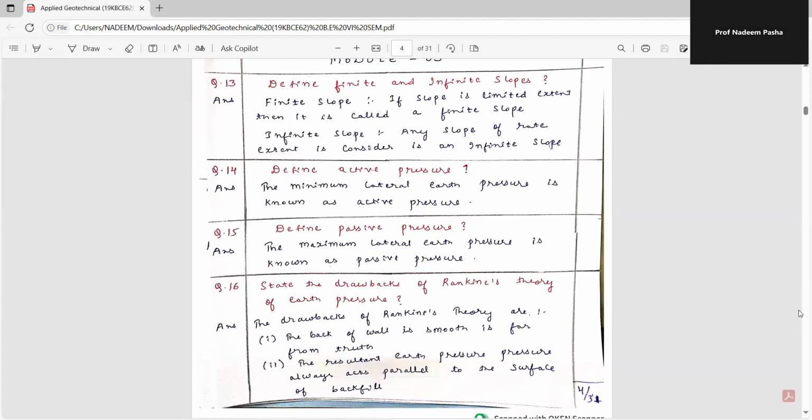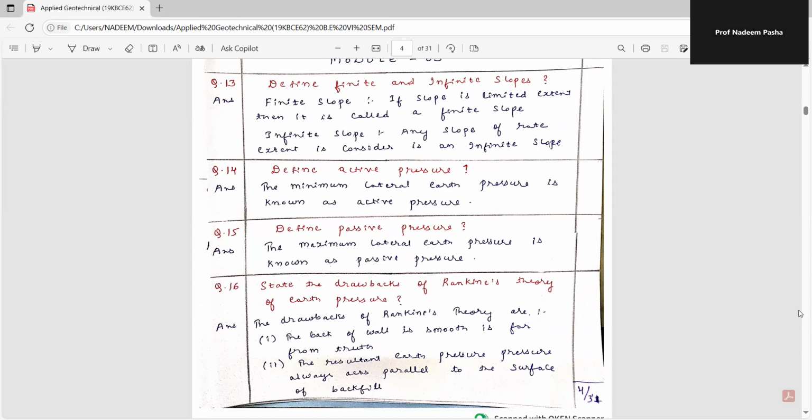Module 3. Define finite and infinite slope. If the slope is of limited extent, then it is called a finite slope. Any slope of infinite extent is considered an infinite slope.